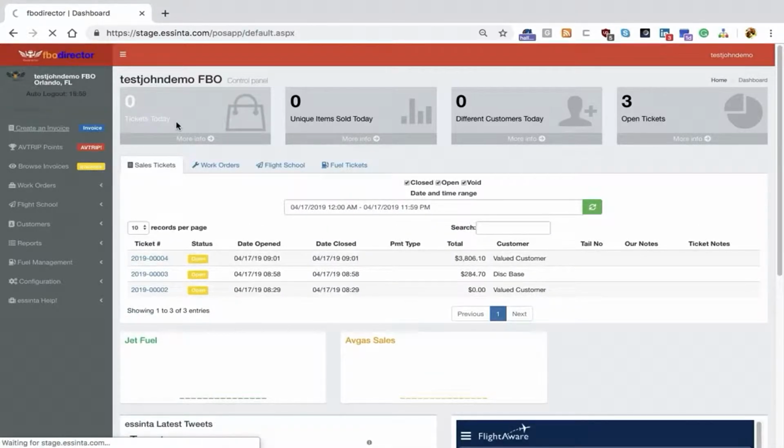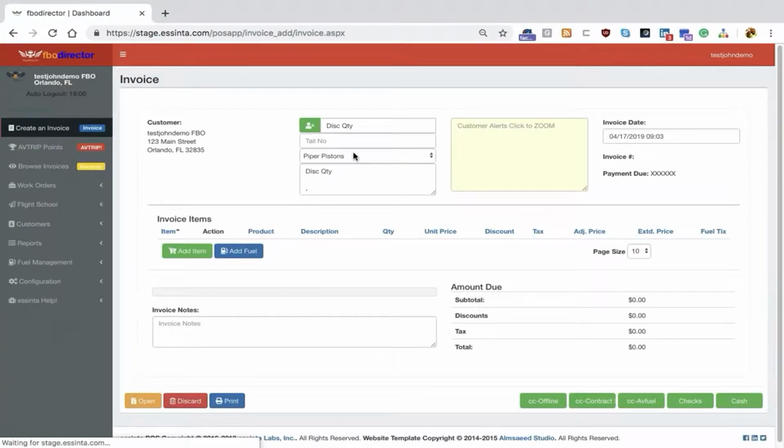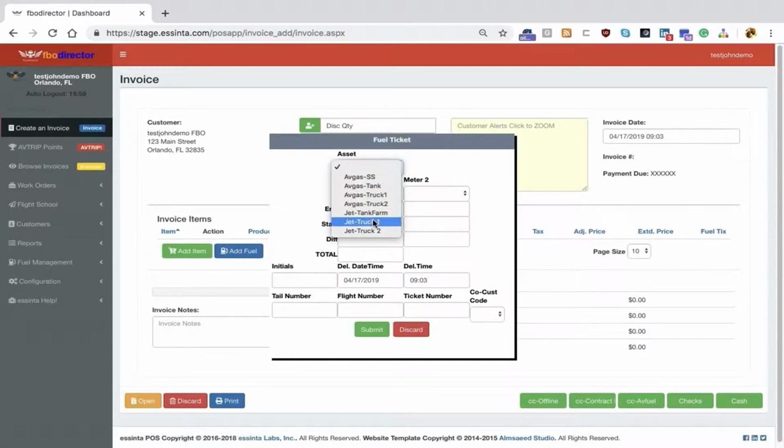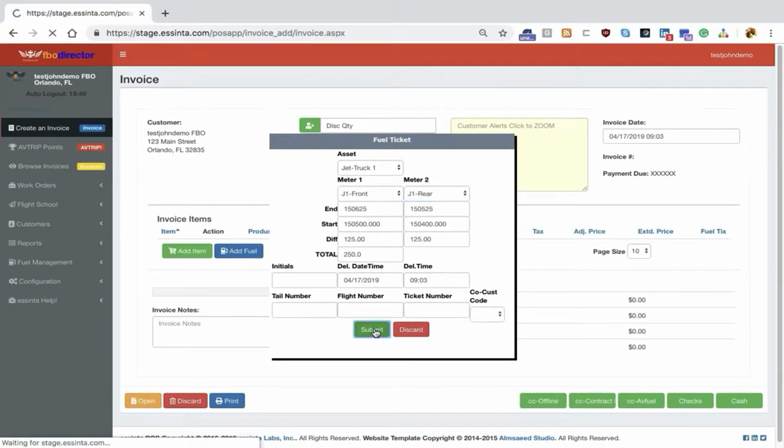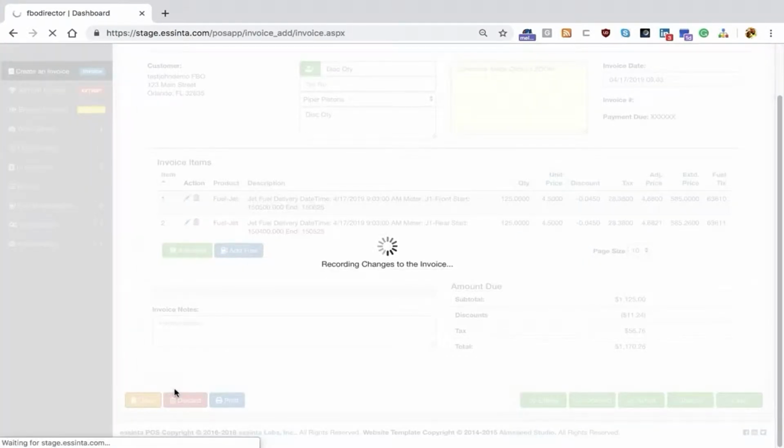The second tiered quantity discount we set up was one for a customer that we call discount quantity for demonstration purposes. And again, this one actually kicked in at a lower tier. It was at 200 gallons. So I will show that just by adding 125 gallons per side, 250 total gallons, and our discount kicked in. That demonstrates our tiered quantity discounts.